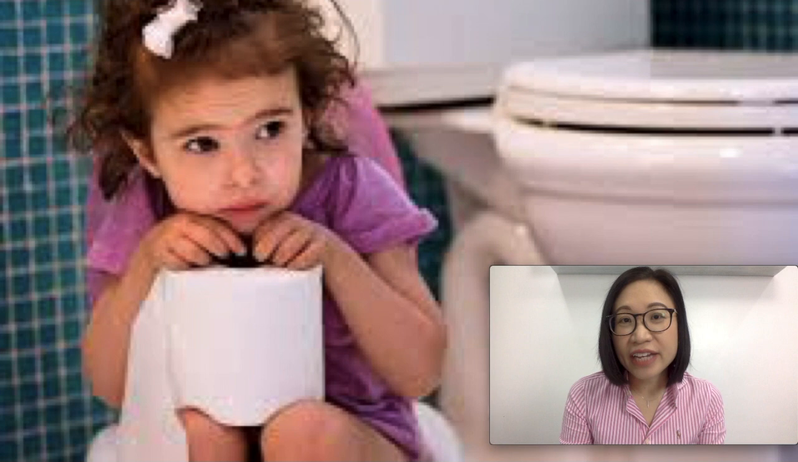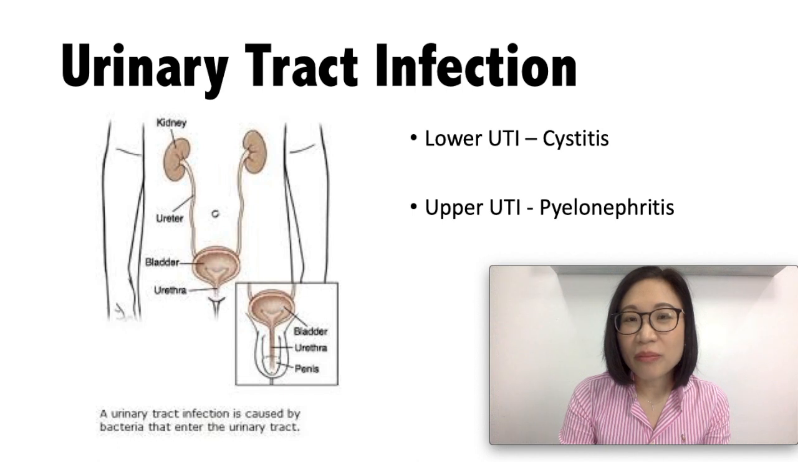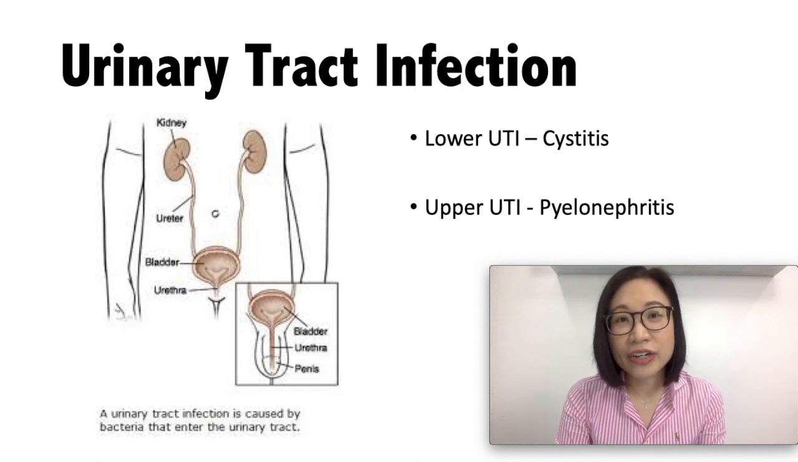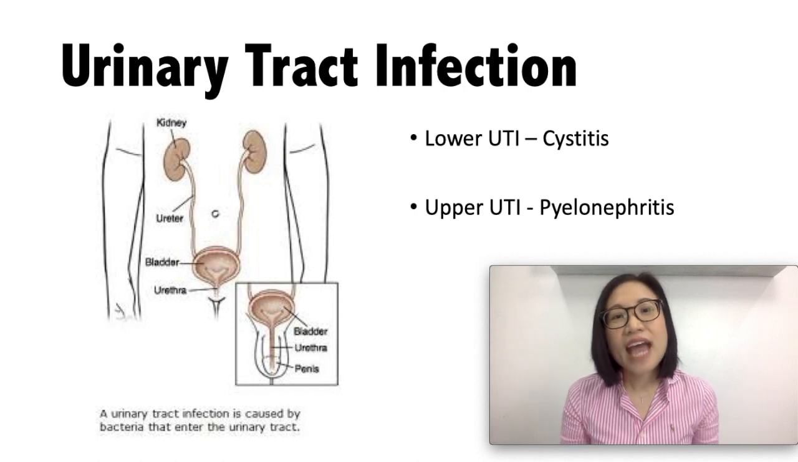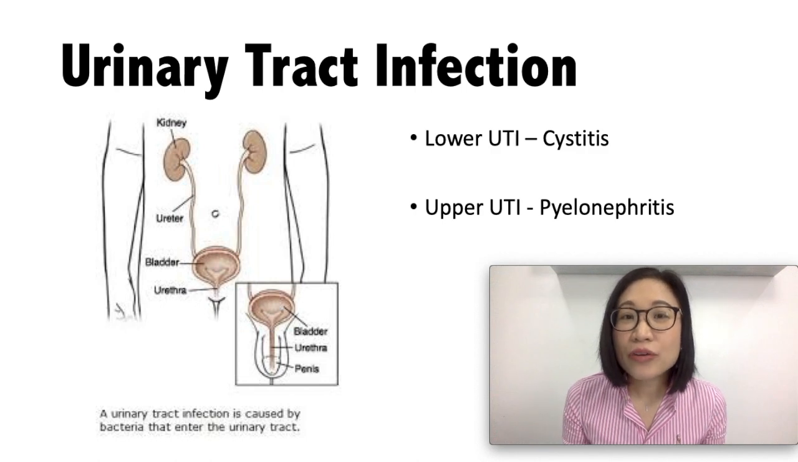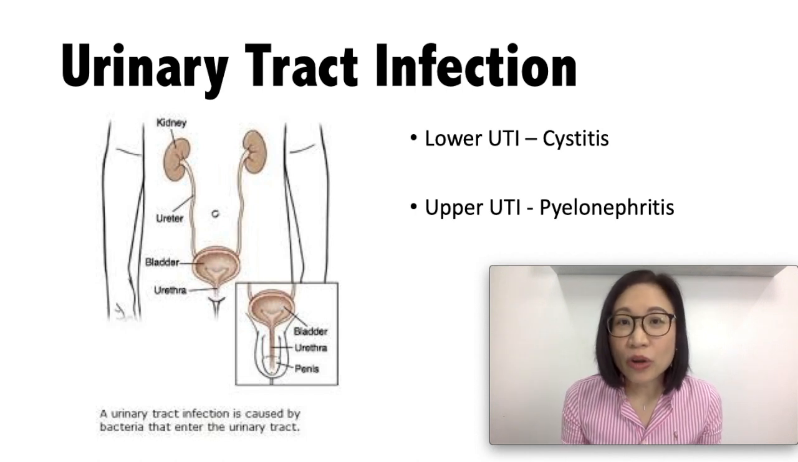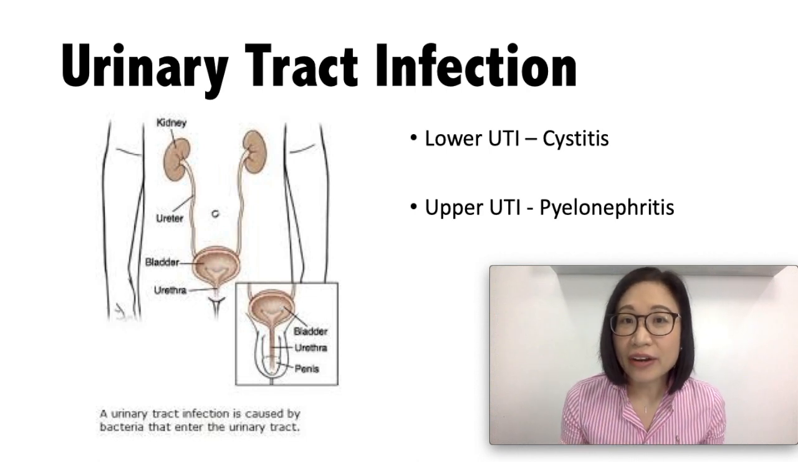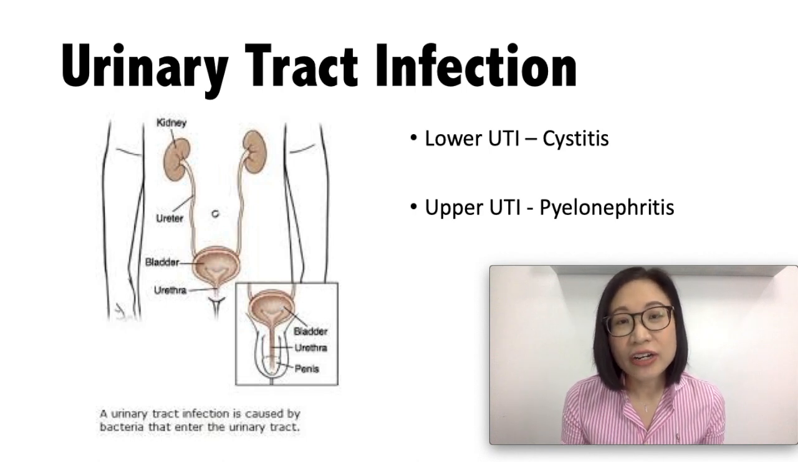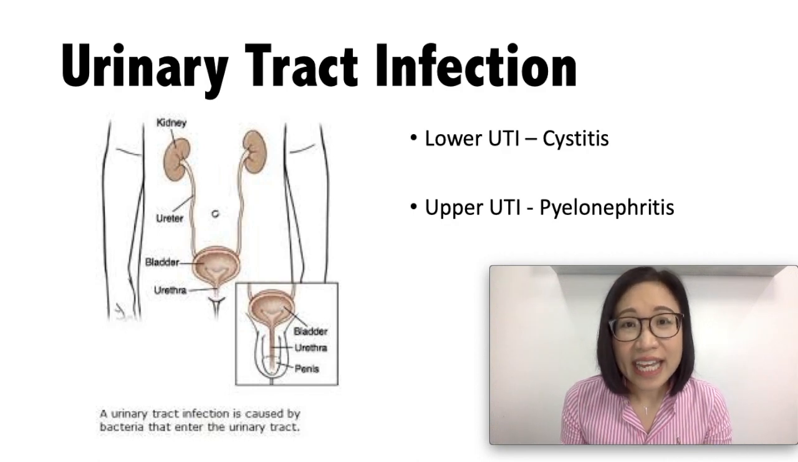UTI or urinary tract infections in children. UTIs are fairly common and the majority are caused by bacterial infection in children. UTI happens when bacteria invades and ascends the urinary tract from the urethra to the bladder. Cystitis or lower UTI is bacterial infection with inflammatory responses that are confined to the bladder. And upper UTI or pyelonephritis is bacterial infection with inflammatory responses that further ascend the ureters and the kidneys.